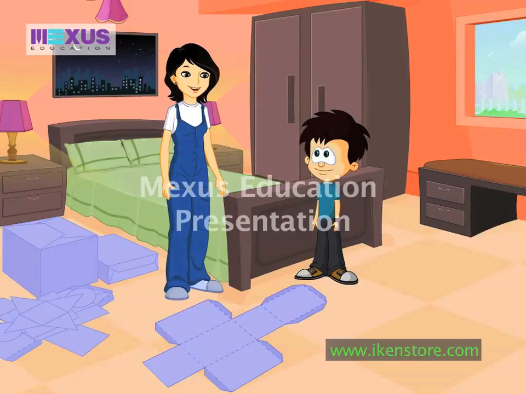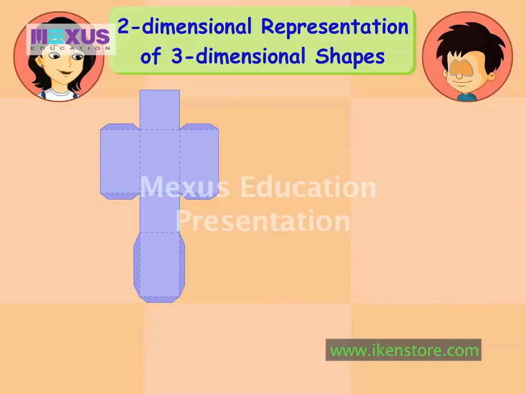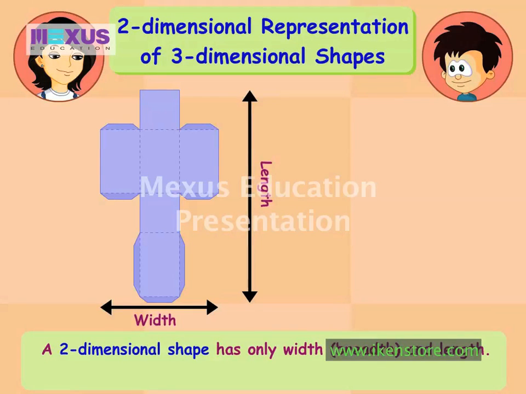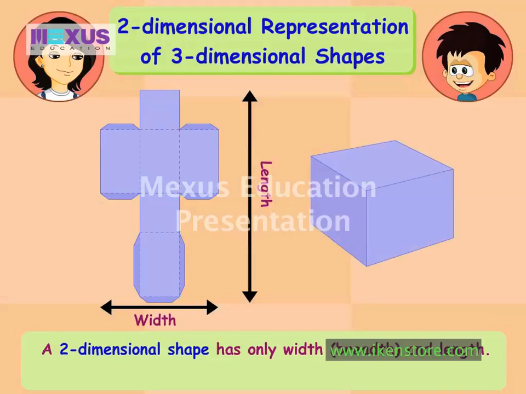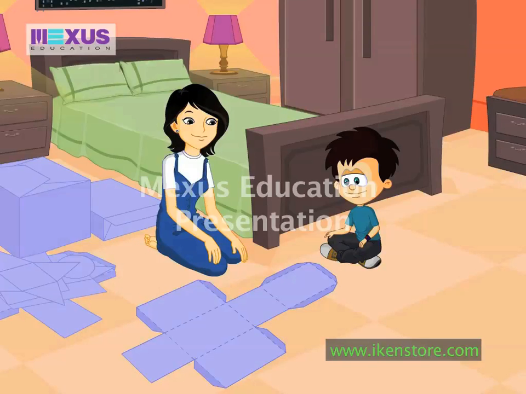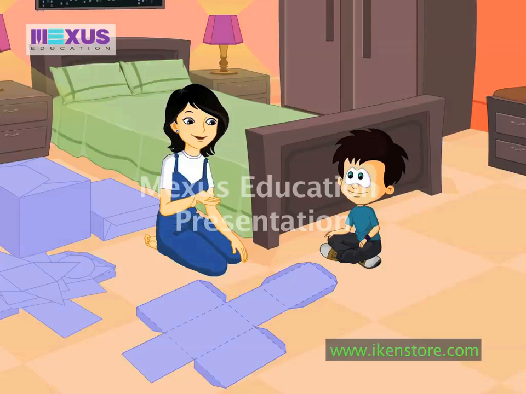I can understand why you would be confused, JC. Because these cardboard cutouts are two-dimensional shapes having only width and length. Exactly. While a box has a three-dimensional shape, a three-dimensional shape has width, height, and depth. Yes, JC, you're right. This cutout is just the net of the box. We can use it to make the box.